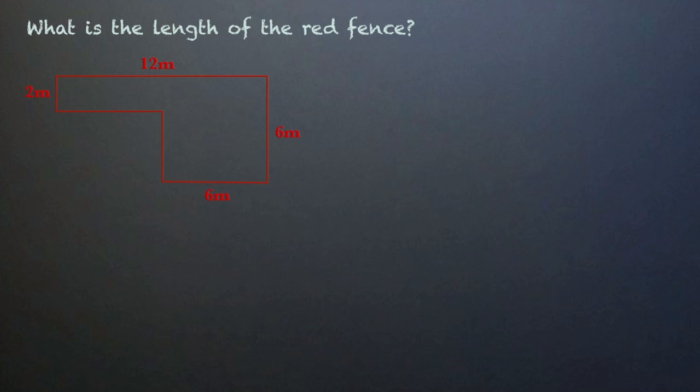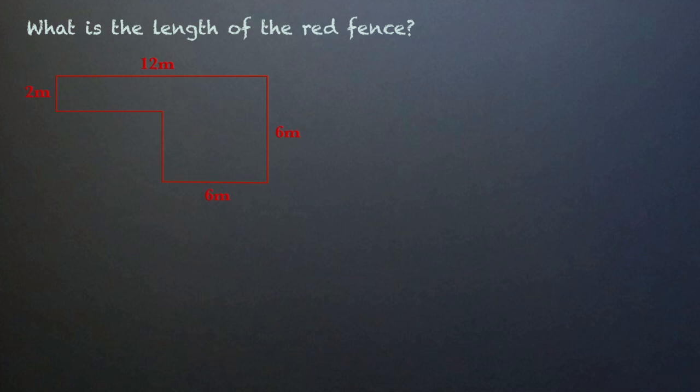Hey guys, in this video I'm going to show you a bit of problem solving, a little bit of simple addition and subtraction, and also how we can calculate a perimeter, which is the distance around the outside of a shape. All right, let's get into it.